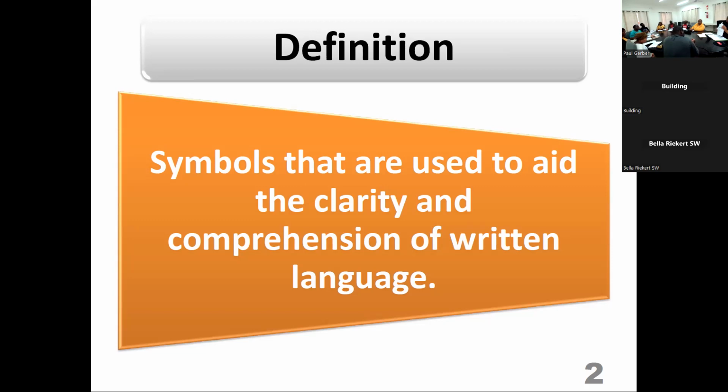So it's basically symbols. So it's little things that are symbols that were developed over time.